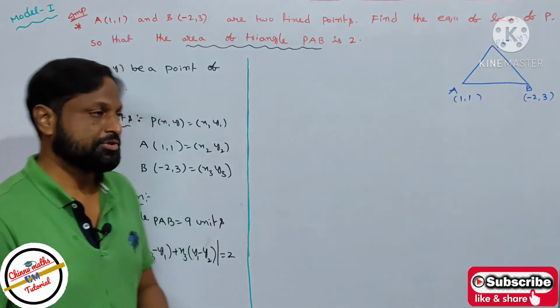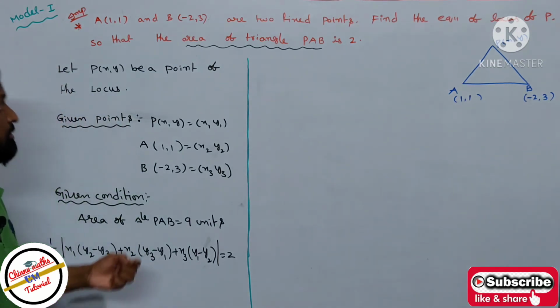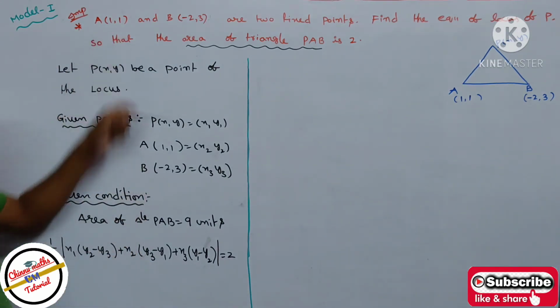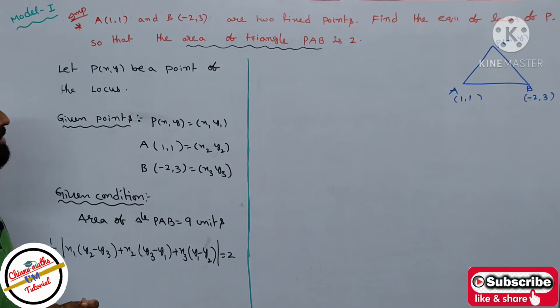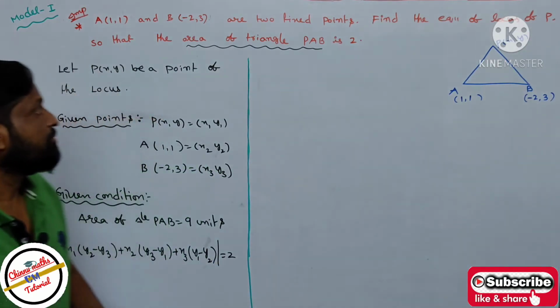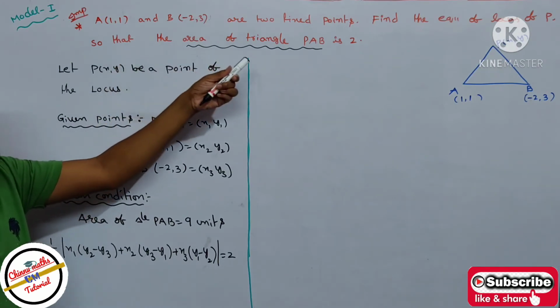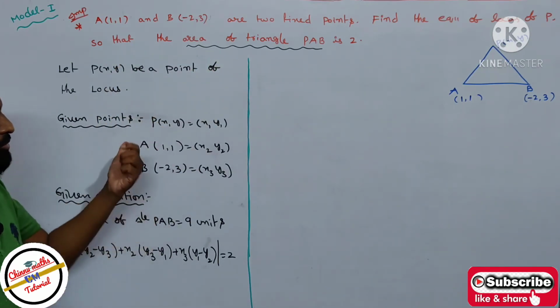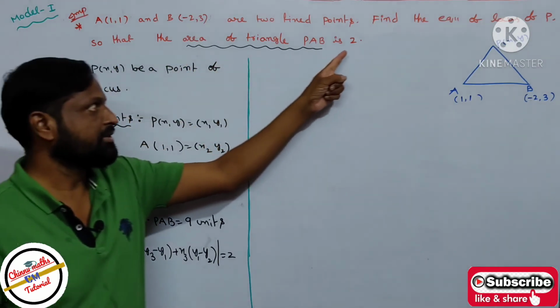Let's continue the next question. Same model question. If A(1, 1) and B(-2, 3) are two fixed points, find the equation of the locus of P so that the area of the triangle PAB is 2 units. Same question, but the area of the triangle is given as how many units?